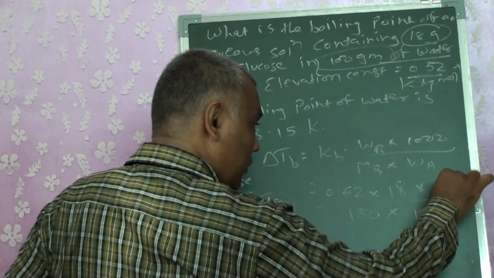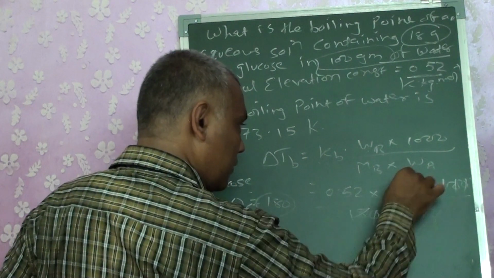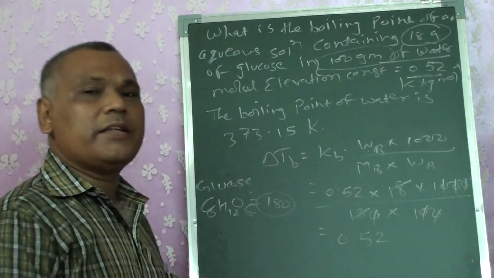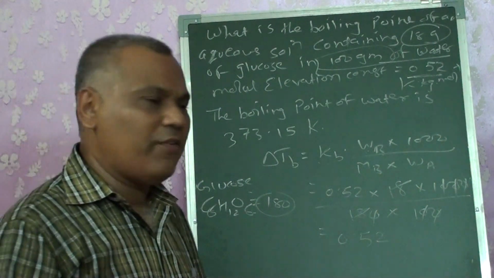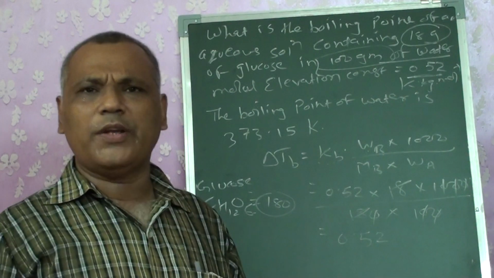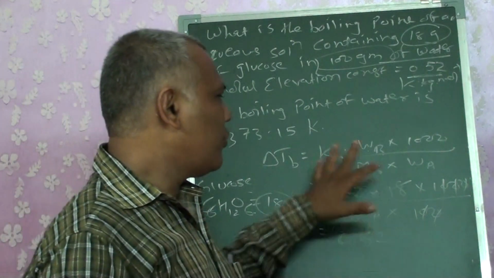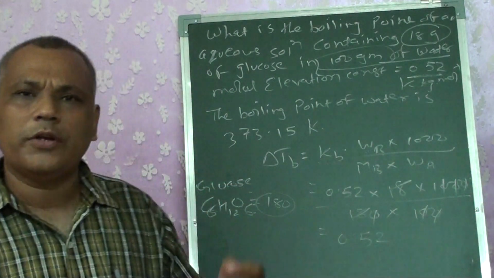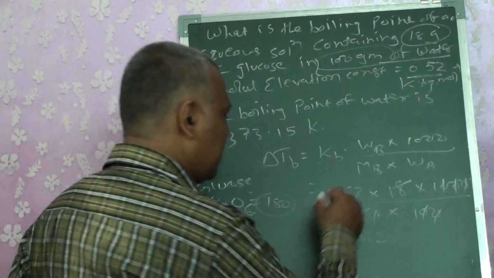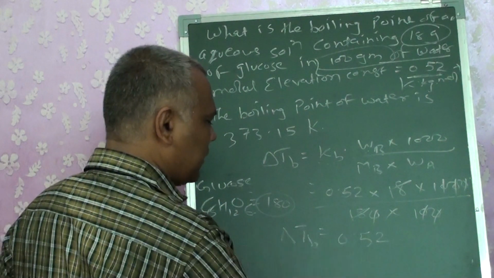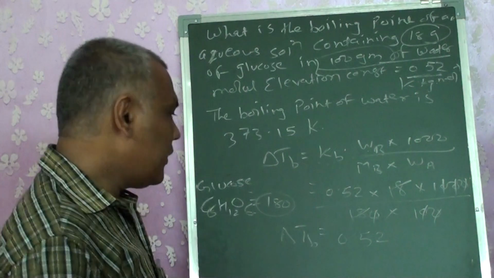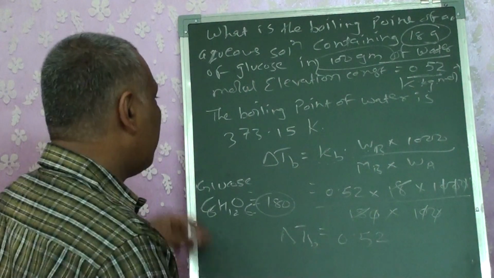In this sum particularly, I am using values which are much easier for me to calculate. You are permitted to use the calculator; you can calculate it very easily. Here we got delta Tb equal to 0.52. Right? Now delta Tb is 0.52.